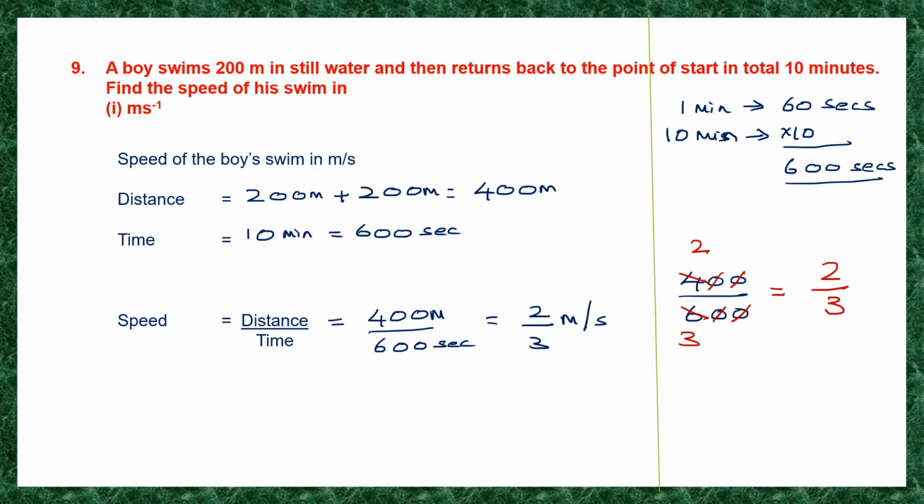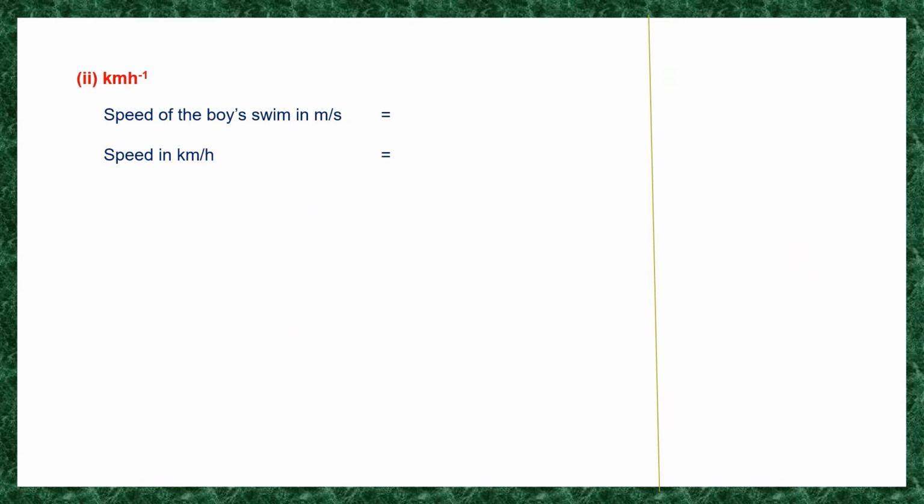So we have been asked to find the speed of the swim in meters per second first. So we have got that. So now it is 2 by 3 meters per second. Second part of the question is we have to convert the speed to kilometers per hour. Now what is the speed of the boy's swim in meters per second? We found out the answer as 2 by 3 meters per second. Now we have to find the speed in kilometers per hour. So to convert meters per second to kilometers per hour, we just have to multiply with a simple number. So let's convert 2 by 3 meters per second to kilometers per hour.